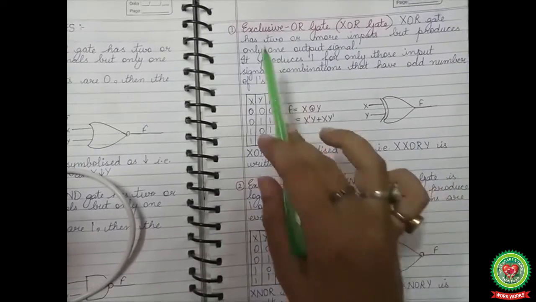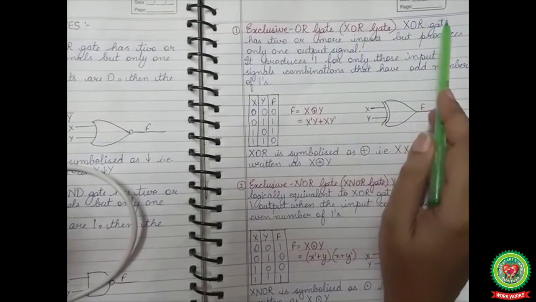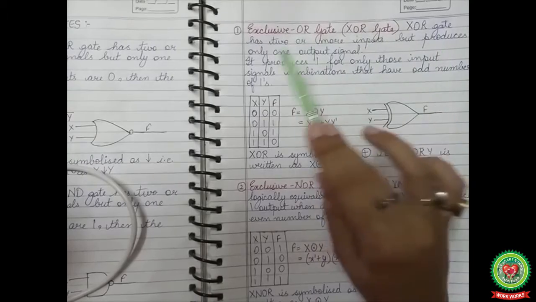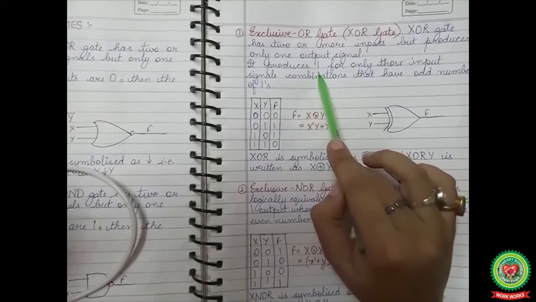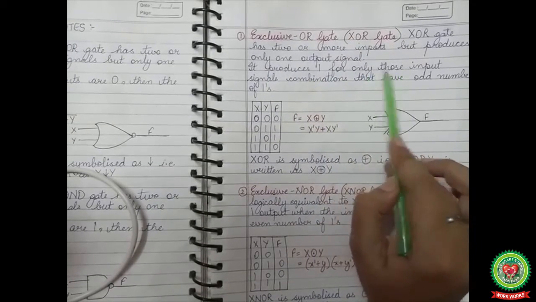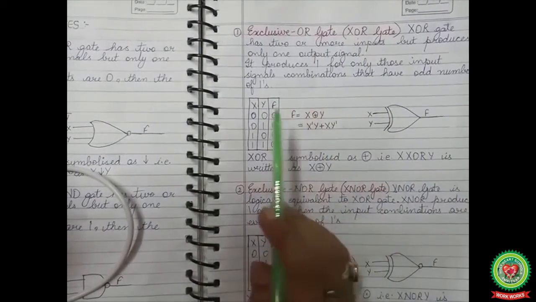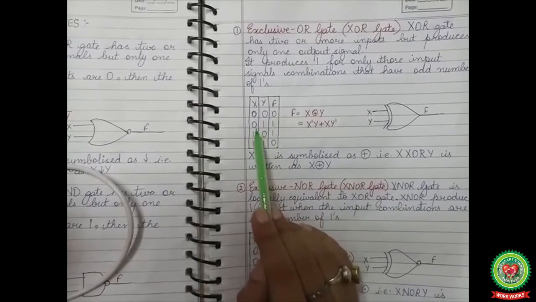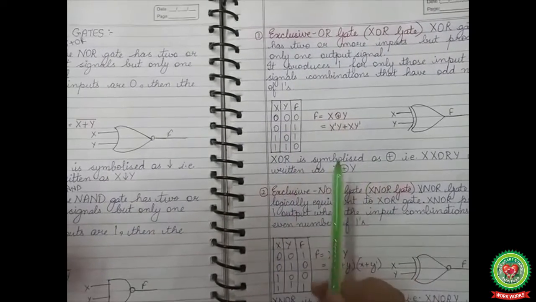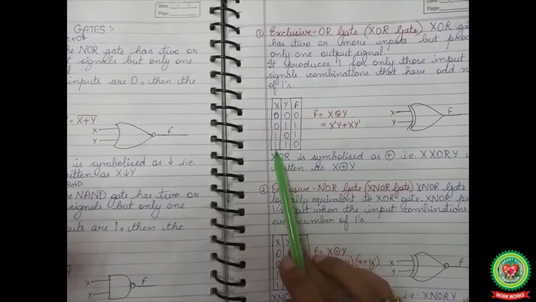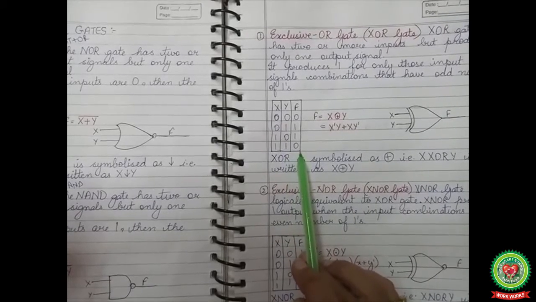Now the next two gates are the XOR gate and the XNOR gate. The XOR gate has two or more inputs but produces only one output signal. It produces 1 as the output signal only for those input combinations that have an odd number of ones. Look over here, 0, 0, 0. Here we have y as 1, an odd number, so the answer is 1. Similarly, 1, 0, 1. Now these two have an even number of ones, so the answer is 0.